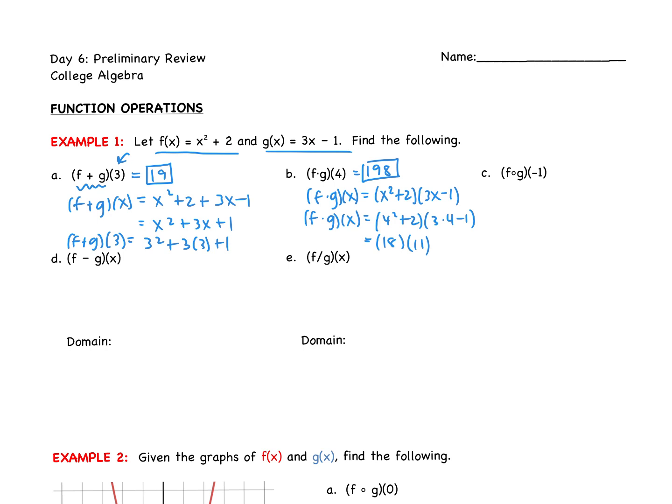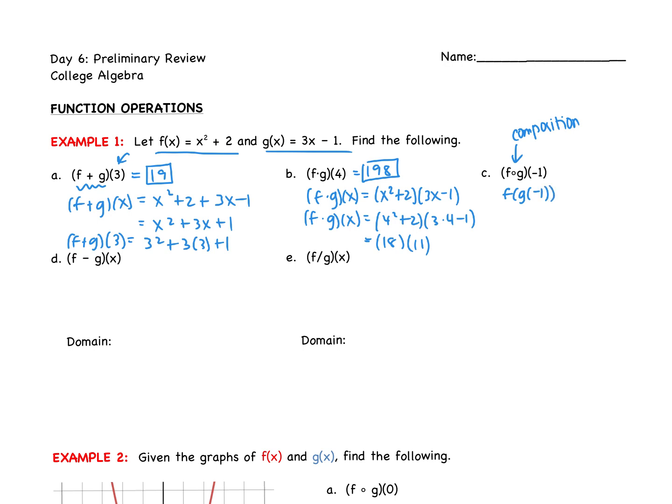Okay, C is different. This notation in C really matters. If the circle is filled in, it's multiplication. If the circle is not filled in, that's not multiplication. It's something called a composition. So if you can write that down, this is a composition. I don't like that notation, so I always rewrite it. It means this, f of g of negative 1.